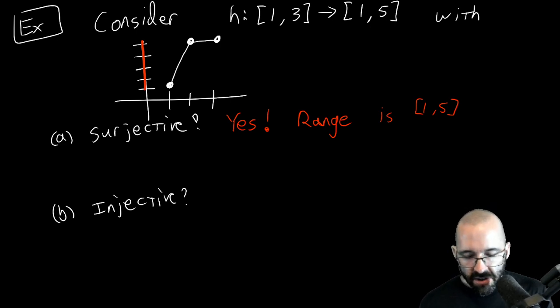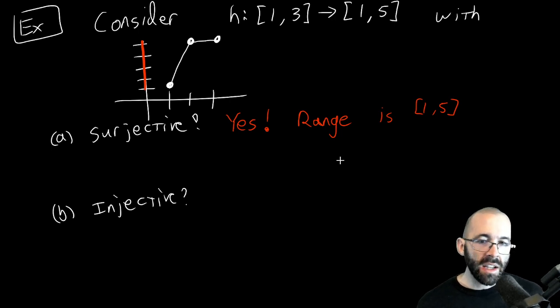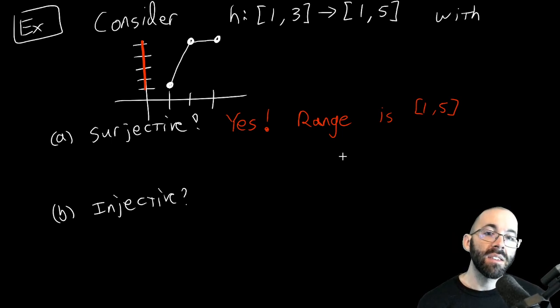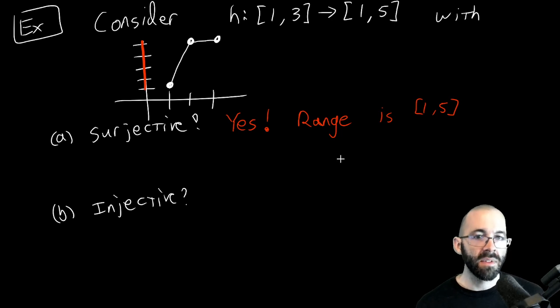For whether it's injective, well, is it one-to-one? Does it pass the horizontal line test? Injective means that every output that's the same means the input must be the same. Or again, if you have two different inputs, they must have different outputs. That's the contrapositive. Well, I have two inputs here.